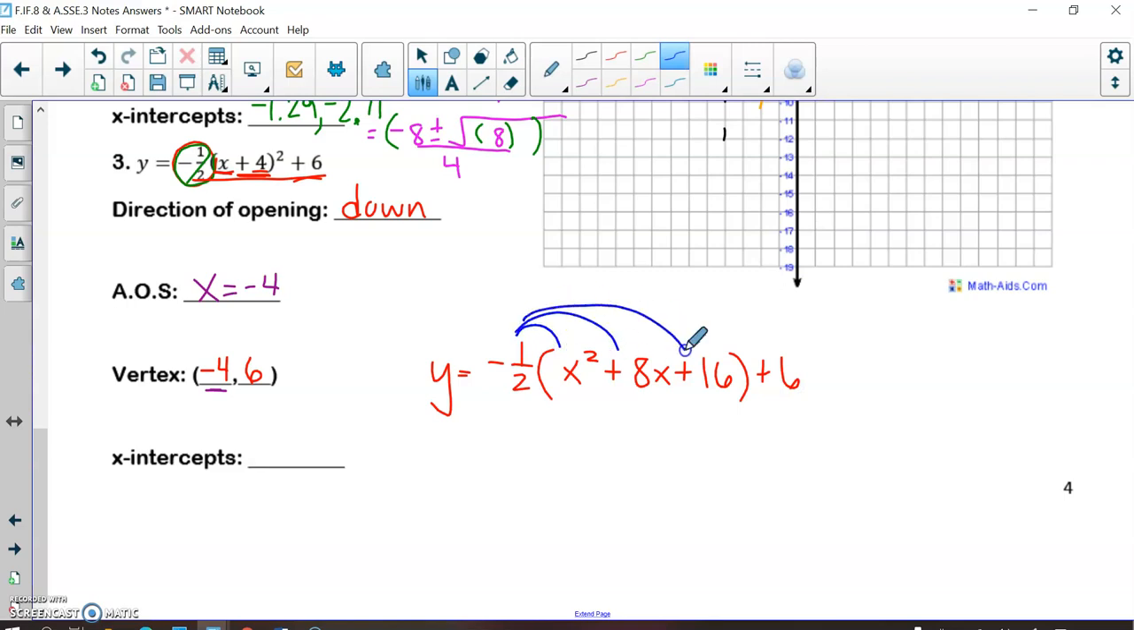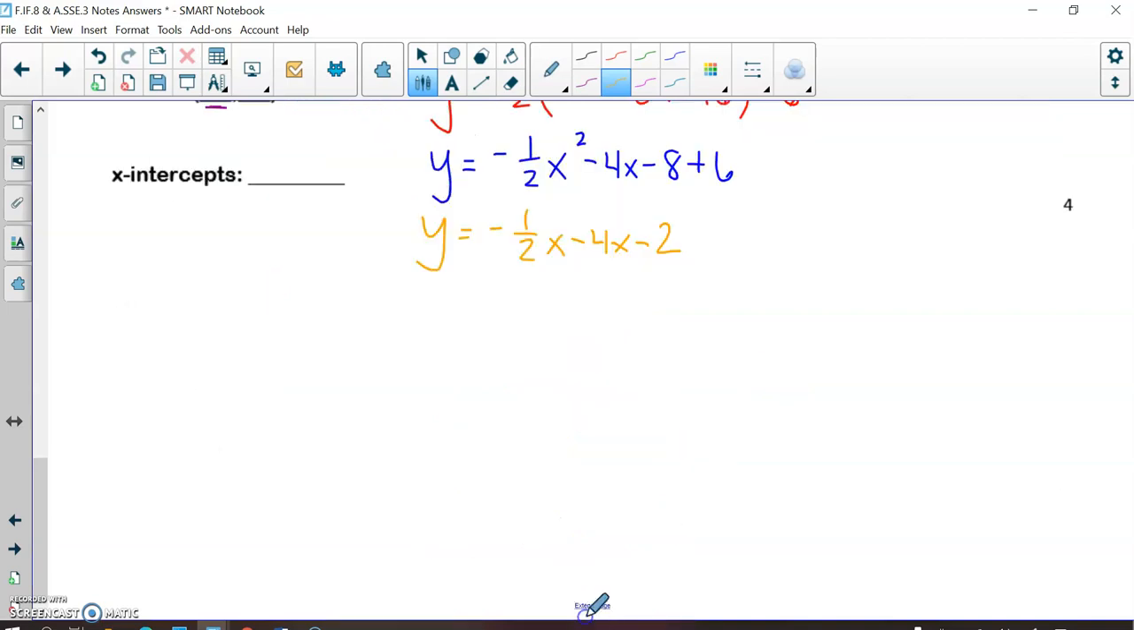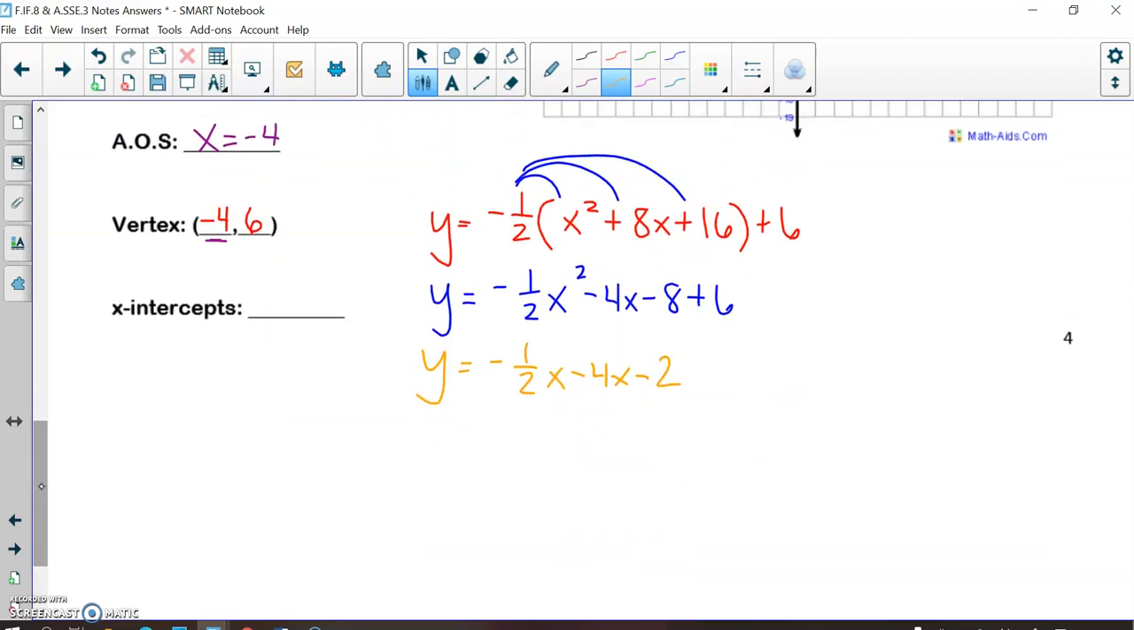Distributing the negative 1/2 in, I have y is equal to negative 1/2 x squared minus a 4x minus an 8 plus a 6. So I have y is equal to negative 1/2 x squared minus 4x minus 2. Now we have not worked with the coefficient of x being a fraction.